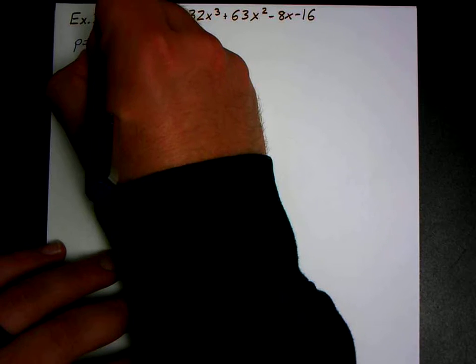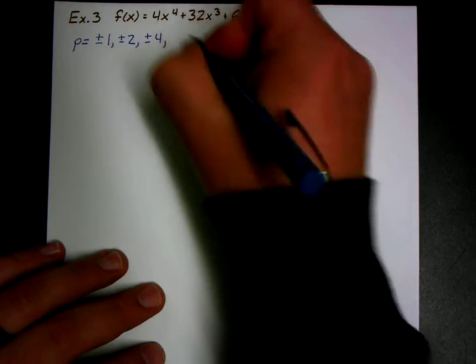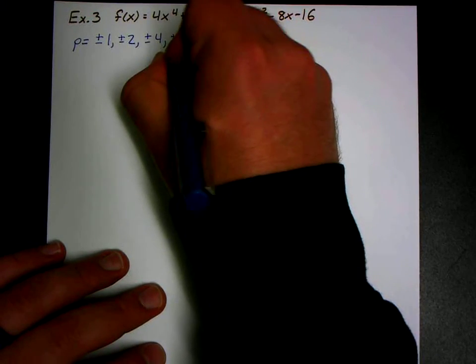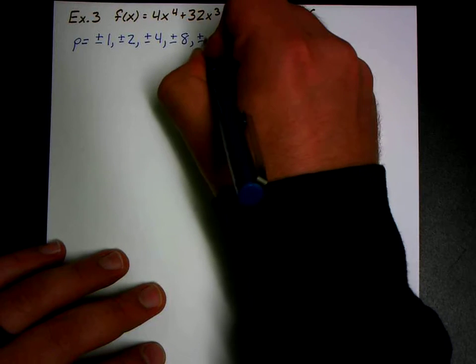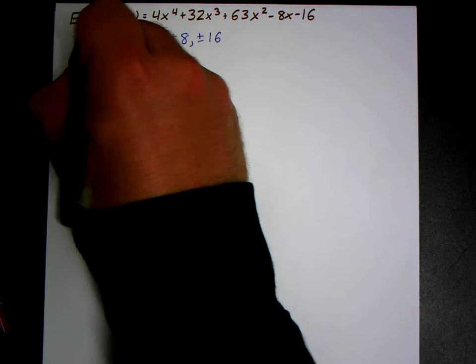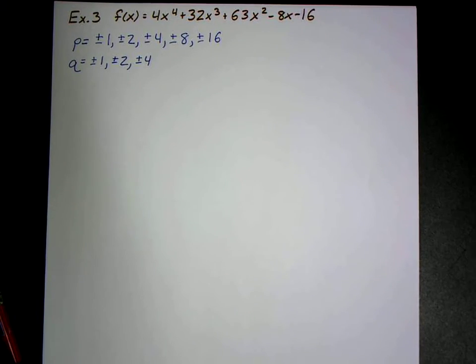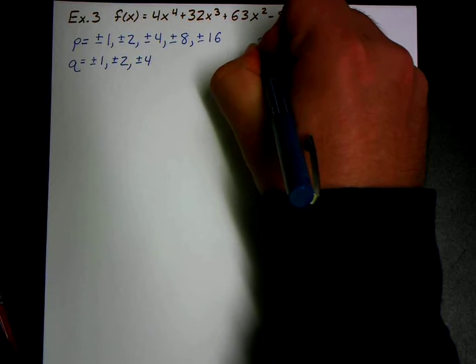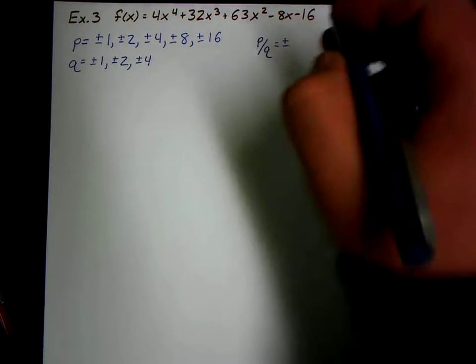Okay, so with 16, all the numbers that divide 16. So 1, 2, 3 doesn't divide 16, but 4 does. 5 doesn't, 6 doesn't, 7 doesn't, 8 does. Now I've hit the other side of that, so 16 is the other number. Q, all the numbers that divide 4 would be 1, 2, and 4. So now I'm going to have some fractions. So P over Q. I take all these numbers and divide them by 1.